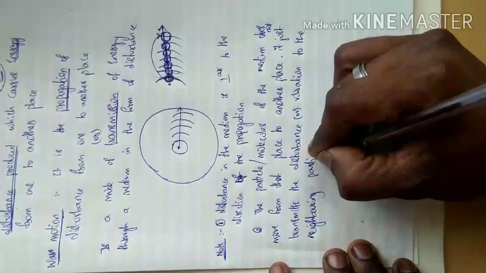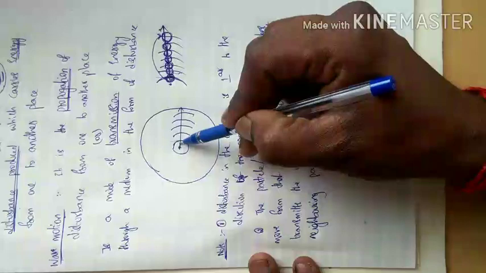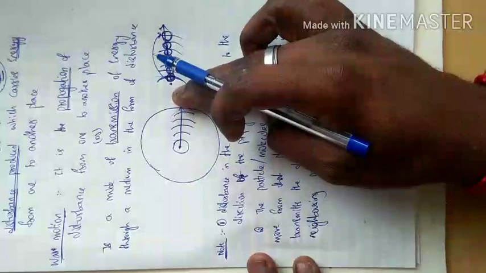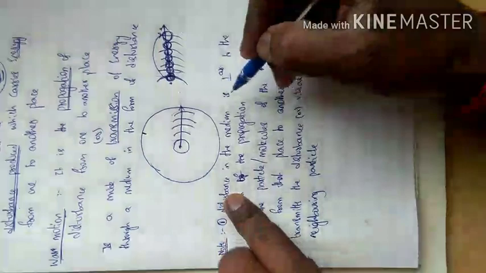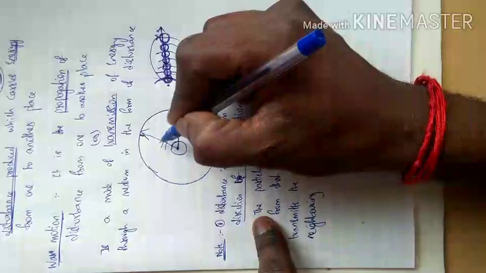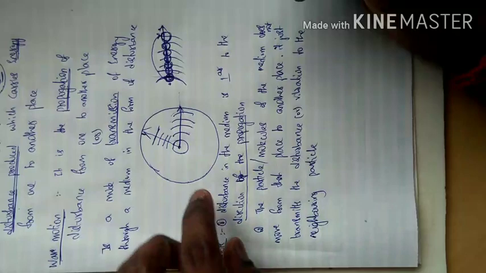I would like to point out, this is the direction of propagation. Direction of propagation is nothing but the wave motion. This is the wave that is moving in this direction, that all the waves will go and strike the edges of the container. That is the direction of propagation, and the waves that are formed are perpendicular to the direction of propagation. That is the first point.